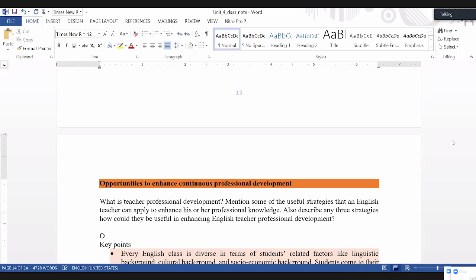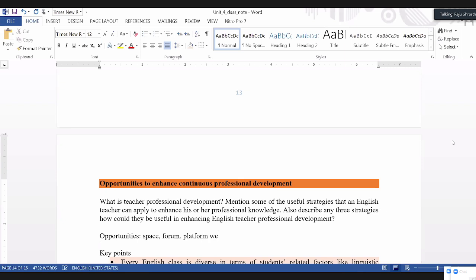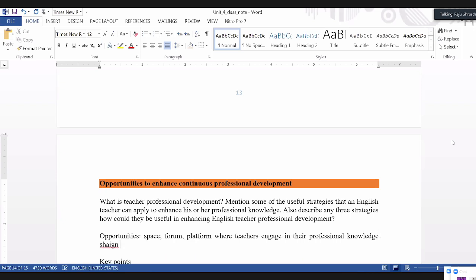Opportunity, OPPORTUNITY. Opportunities here means space, a place is created for them, forums are created, then platforms are created where teachers engage in their professional knowledge sharing or exchange. So this is what opportunity is.